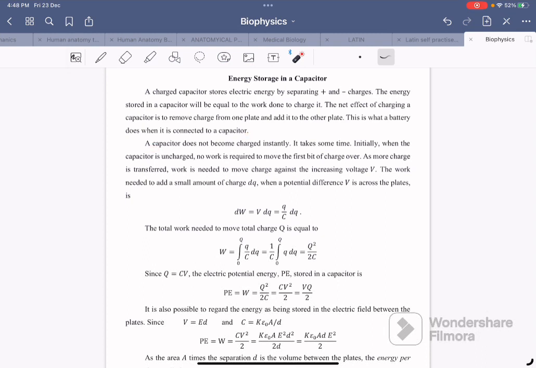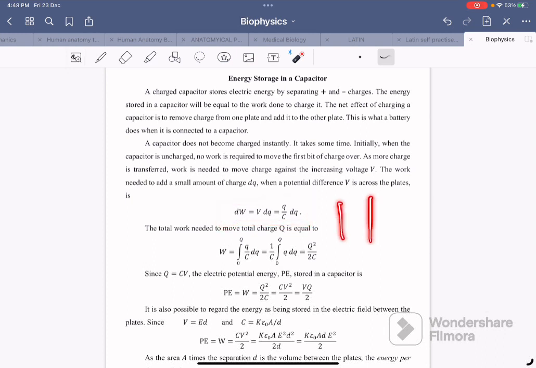So a capacitor does not become charged instantly. It takes some time. Initially, when the capacitor is uncharged, no work is required to move the first bit of charge over. As more charge is transferred, work is needed to move charge against the increasing voltage. The work needed to add a small amount dq, when the potential difference across the plates is V, is that much.